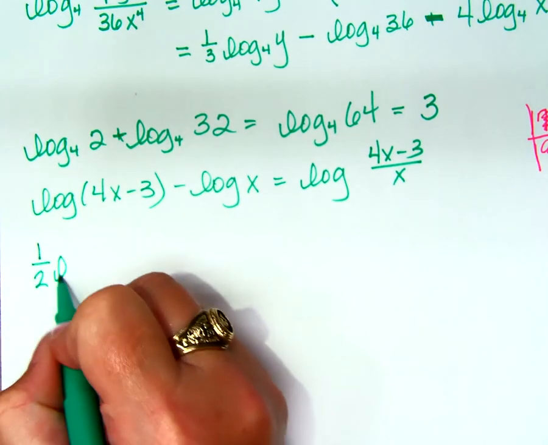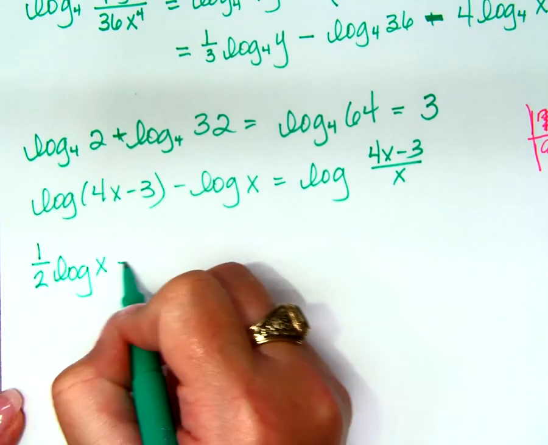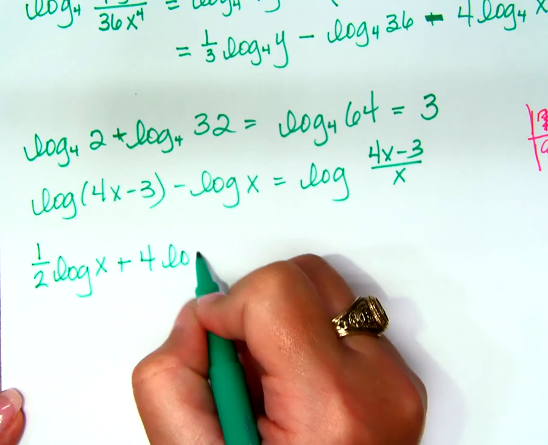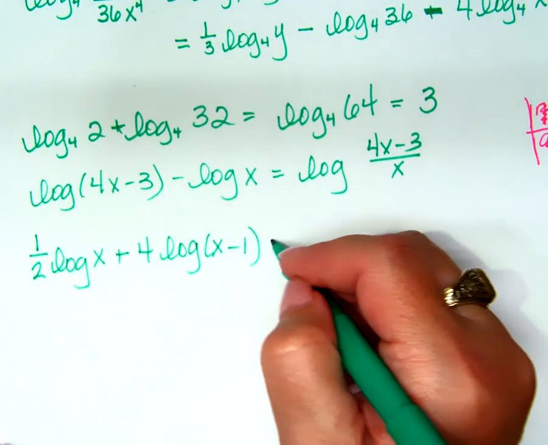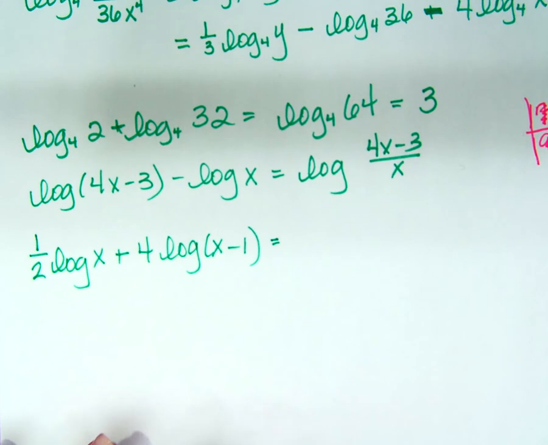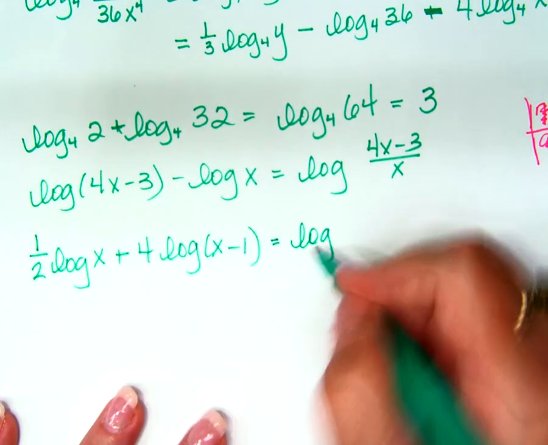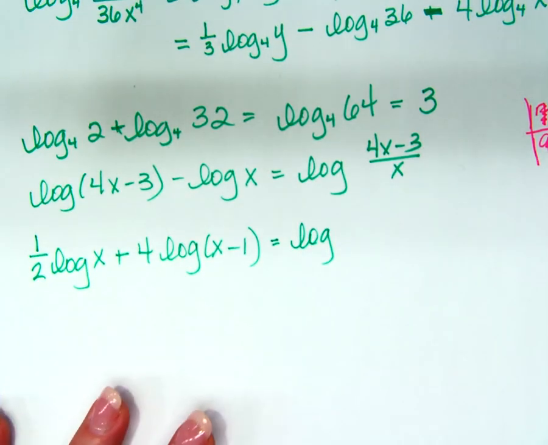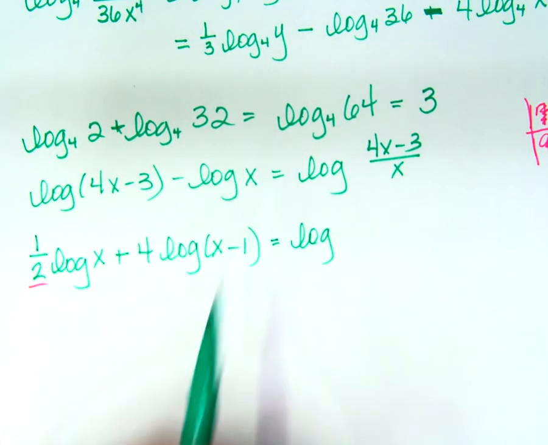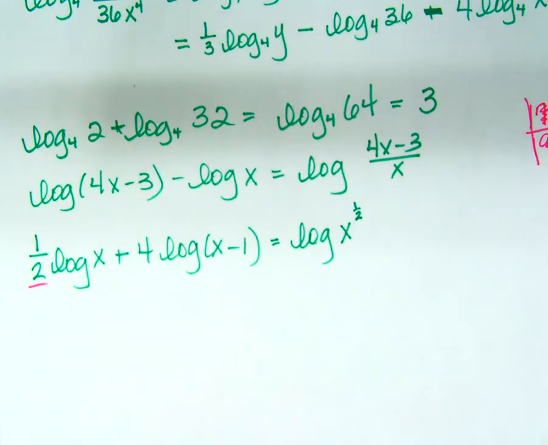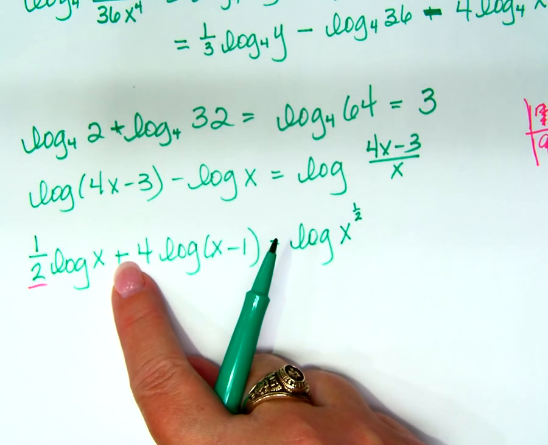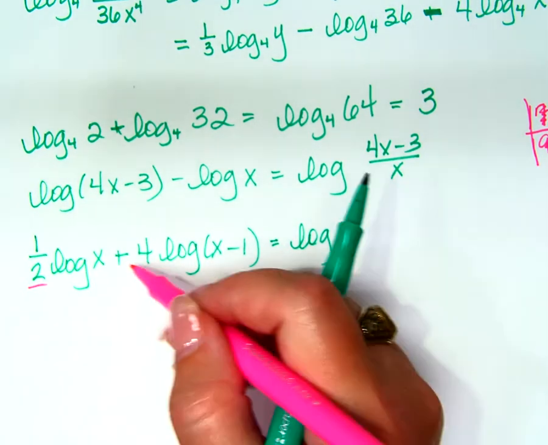1/2 log of x plus 4 log of x minus 1. If we're condensing, how many times do I write log? 1. So what happens to this? So x to the 1/2. What does this mean? Multiply. What happens to this?